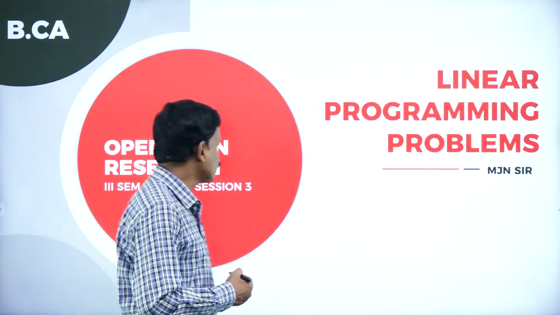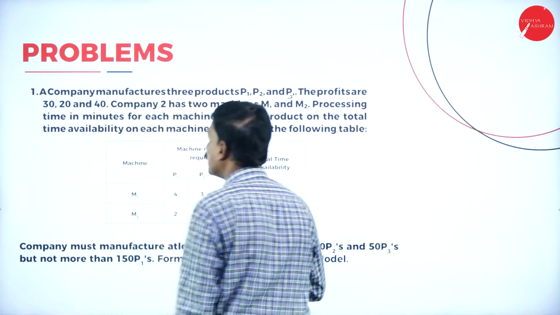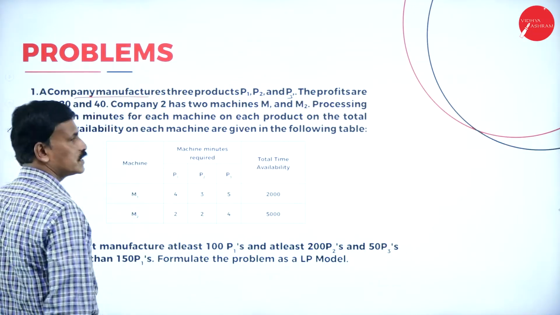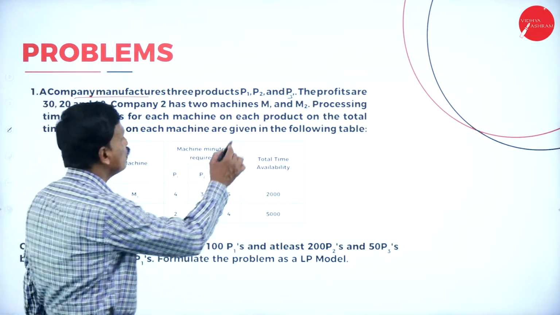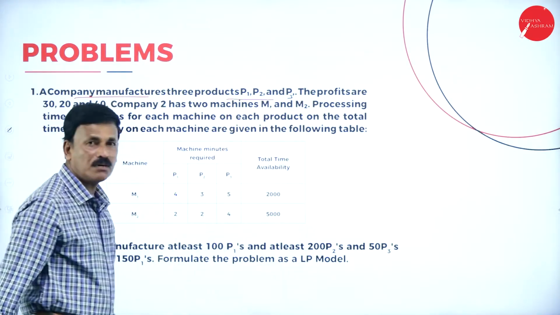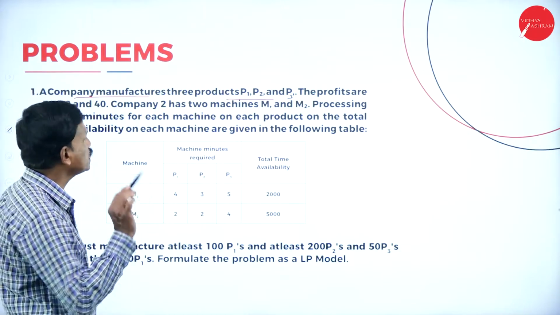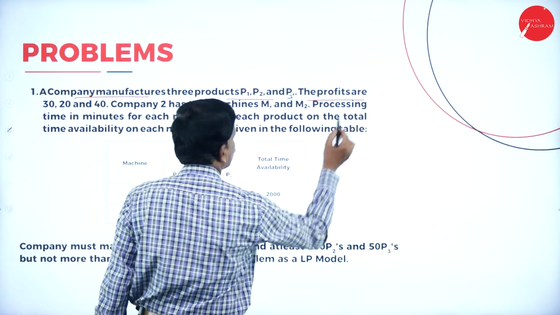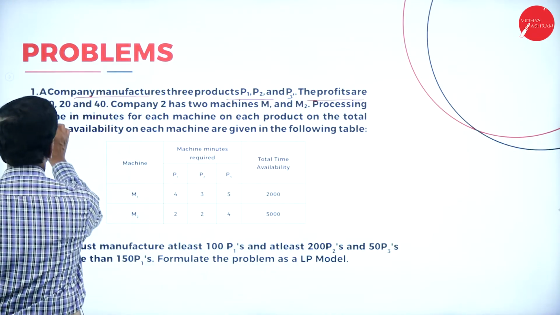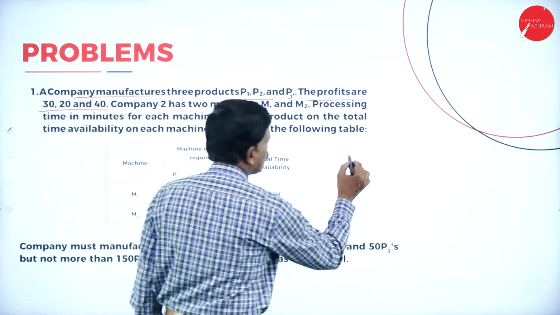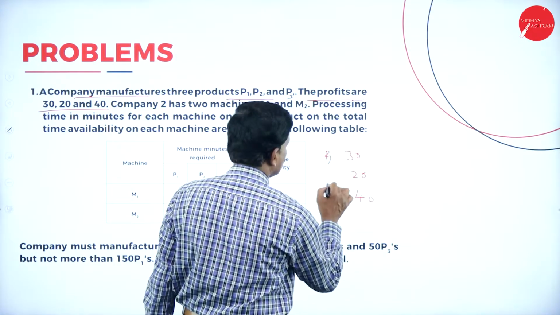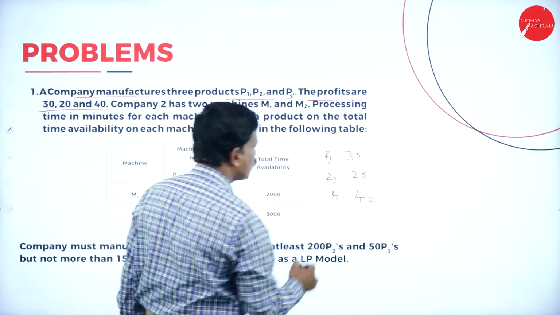Now let us consider the first problem. What is the problem given? A company manufactures three types of products, P1, P2 and P3. The profits are 30, 20 and 40 rupees.